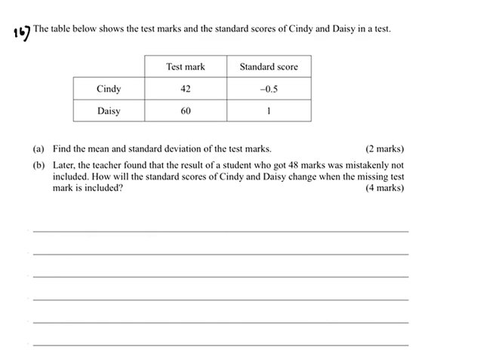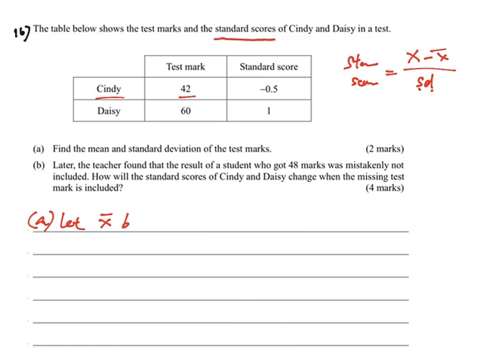Next, question 16. This question is about the standard score. The standard score is the datum minus the mean, over the SD. For Cindy, her mark is 42. So we let X bar be the mean, and SD be the standard deviation.